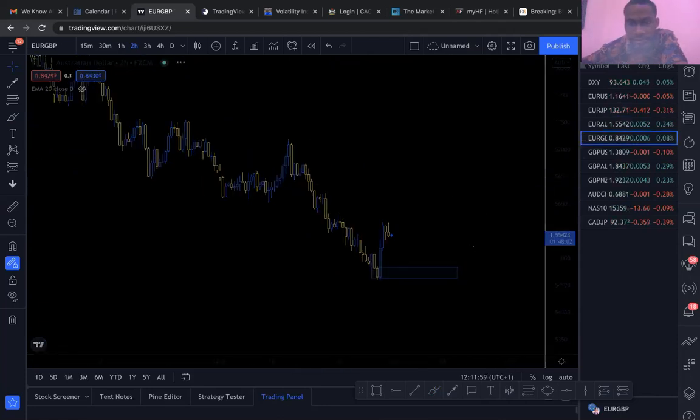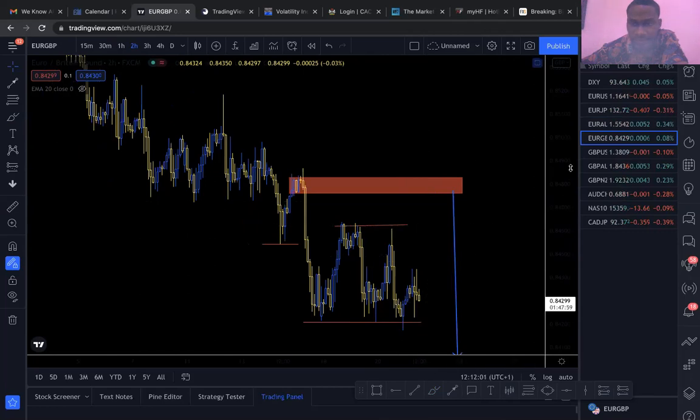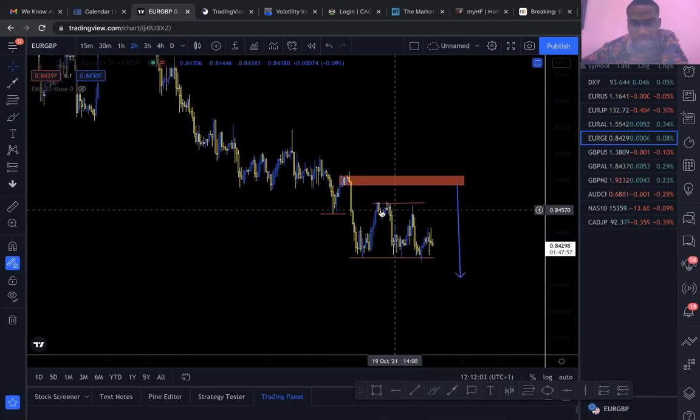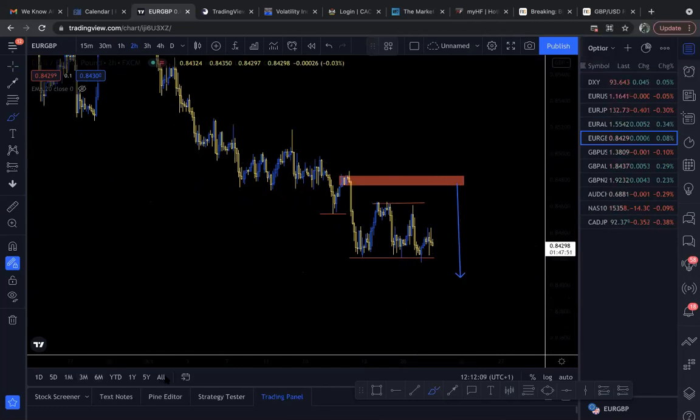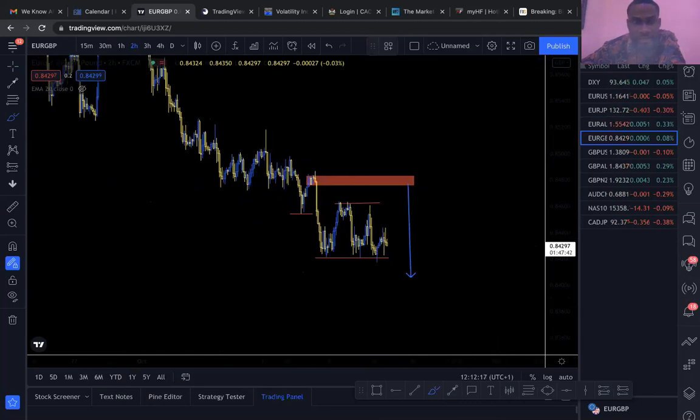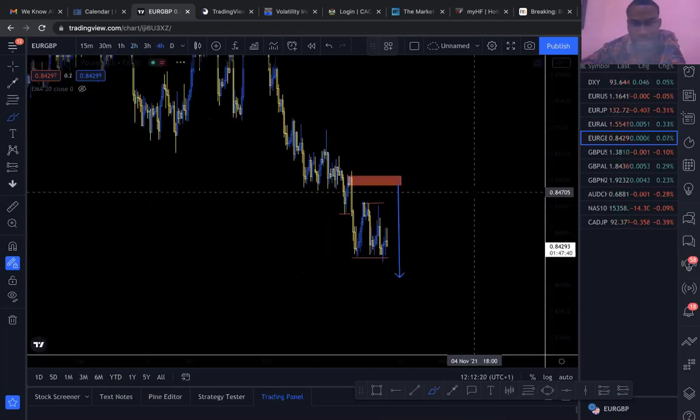Euro GBP, big manipulation happening right here, and as you can see, price is doing what? So as you can see right here, price is basically moving sideways, and let's go down to the 4-hour time frame so you can see.